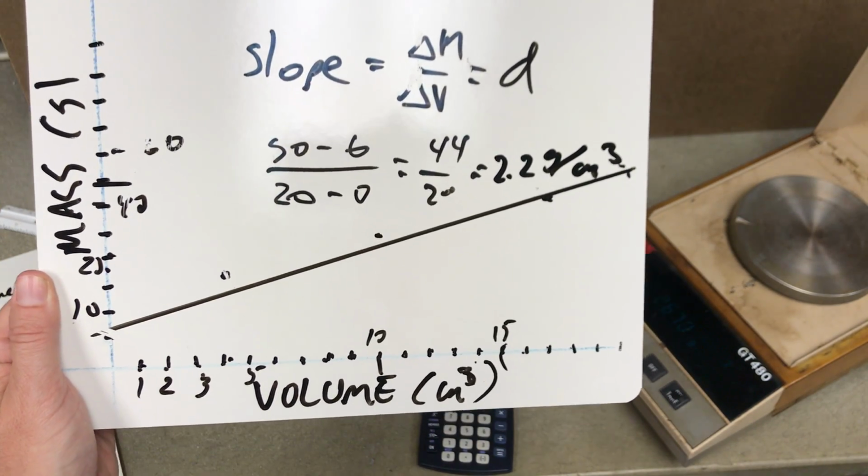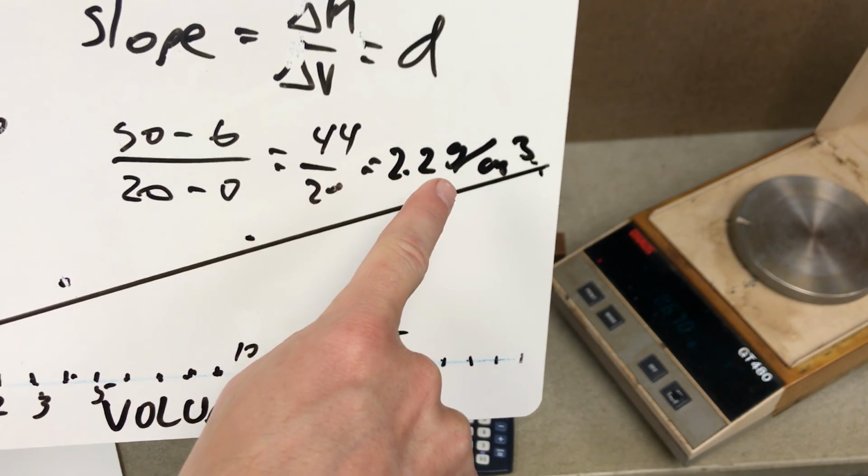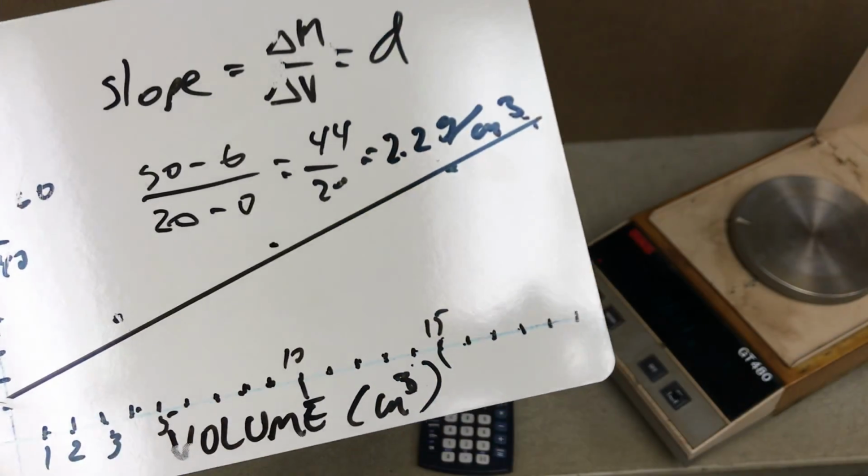And that is density. Oh, the actual density of aluminum, I think it's 2.7 grams per cubic centimeter. But I did this really rough. I didn't even use graph paper. So I think that's pretty good.